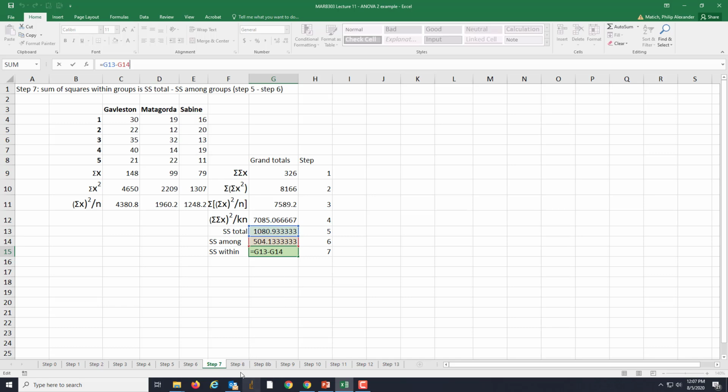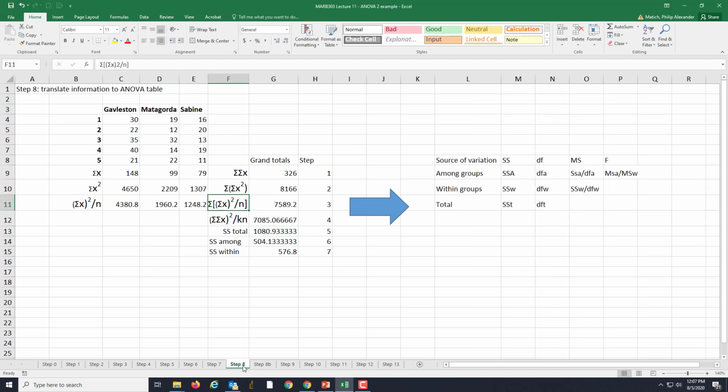Now again, these 7 steps are not going to be something you're responsible for in this particular course, but it provides the foundation to understand how we get to the next step, which you will be responsible for. So once you have an understanding of what the total sum of squares, among group sum of squares, and within group sum of squares are, you can then start populating this table here on the right. And this table is what we're going to use in which to calculate our test statistic of F.